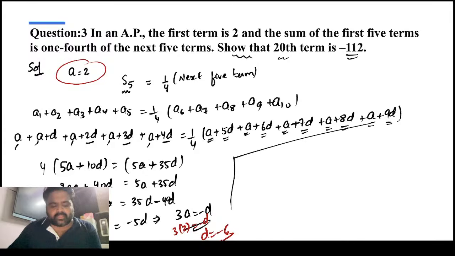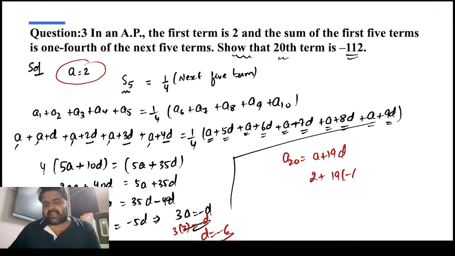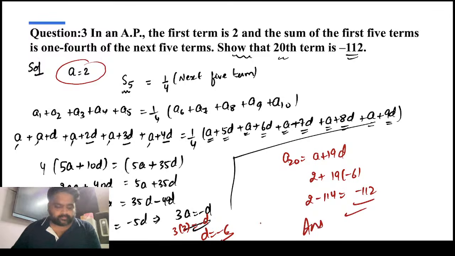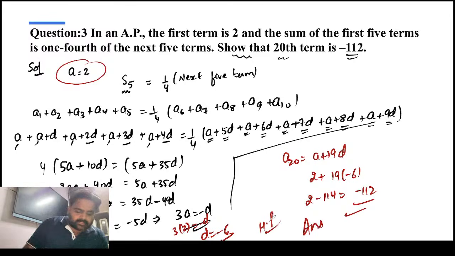Now we want to calculate A20. A20 means A plus 19D. A is 2 and D is minus 6, so 19D is minus 114. 2 minus 114 is equal to minus 112. And hence proved.